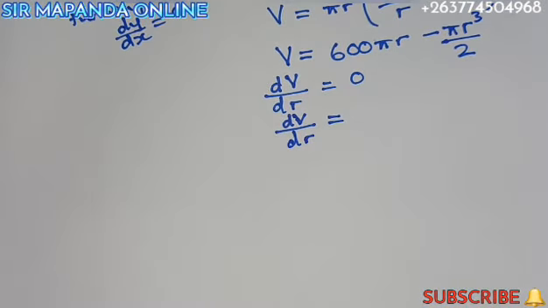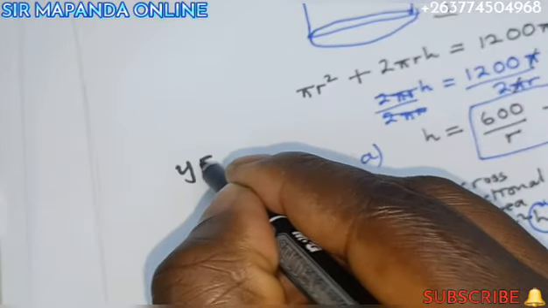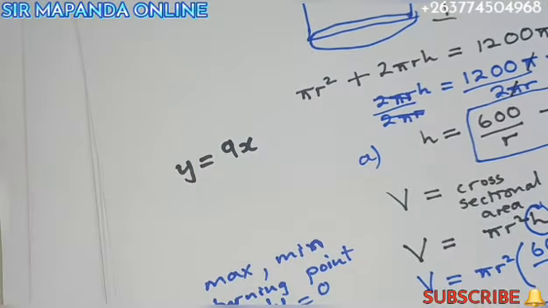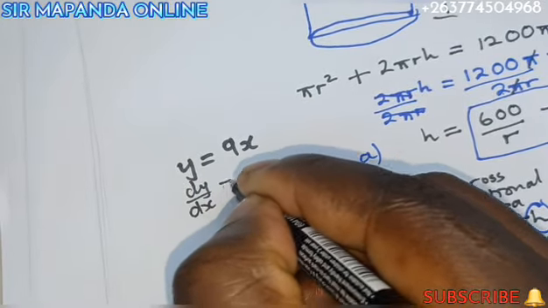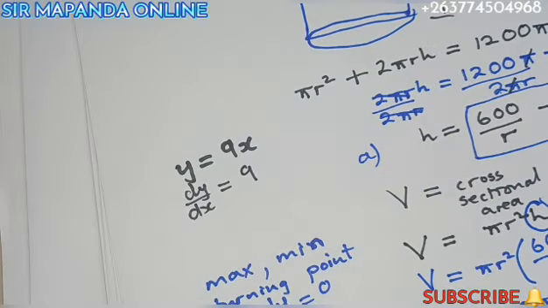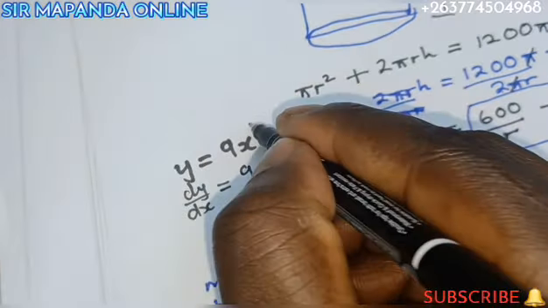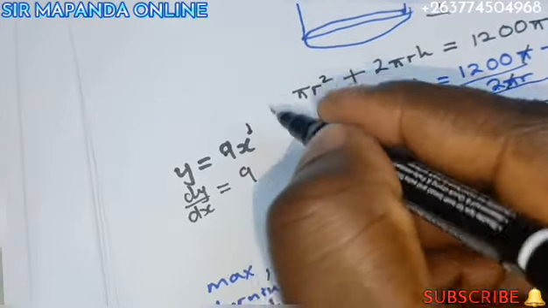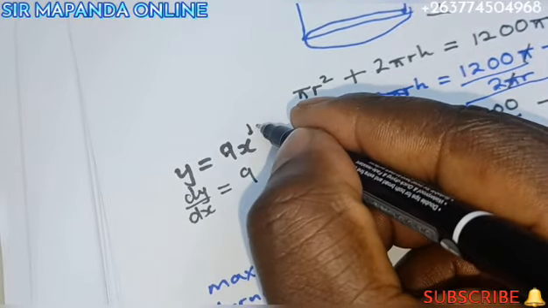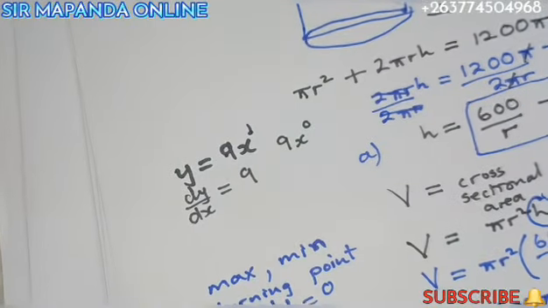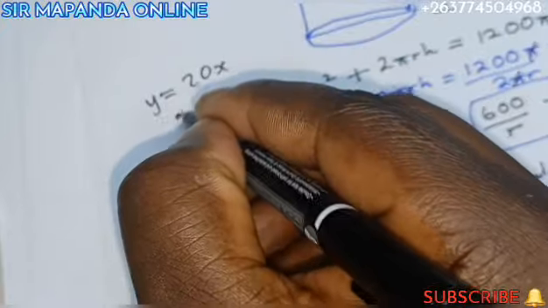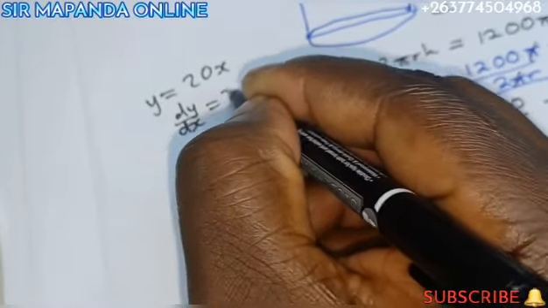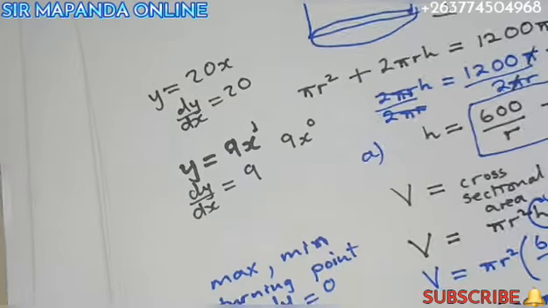I want you to notice something. When finding a derivative, let's say you are given y is equal to 9x and they want you to find dy dx, you simply take 9 as your answer. Why? Because you are multiplying 1 with 9, you get 9. Then you less 1 with 1, you get 0. Any number to the power of 0 is 1. So if you are given y is equal to 20x and they want you to find dy dx, your answer is simply 20. I hope you are following.